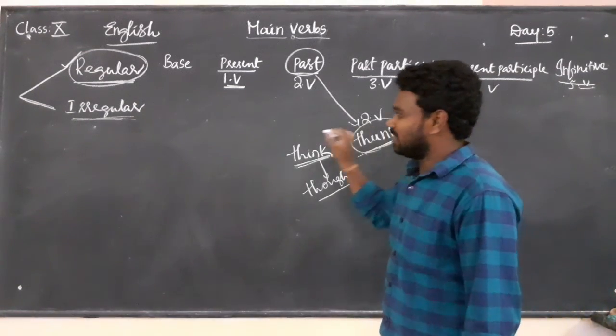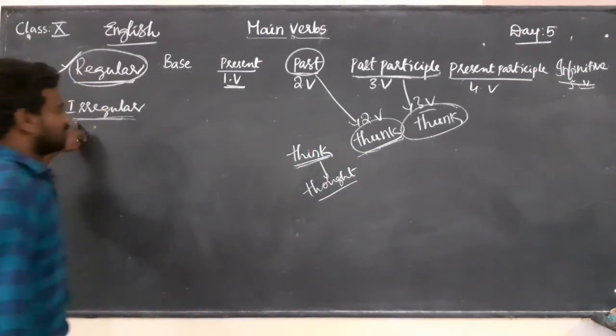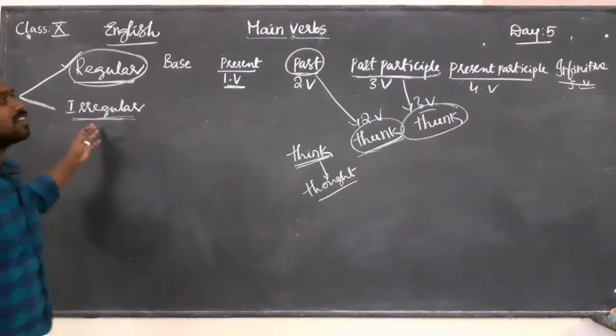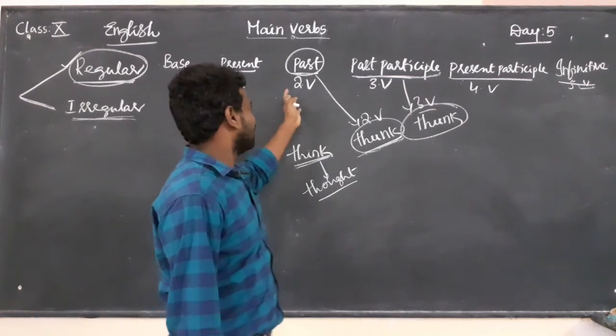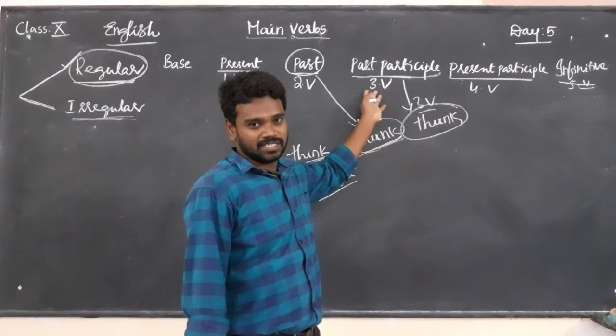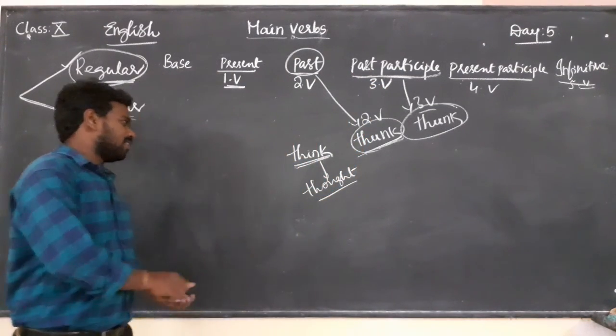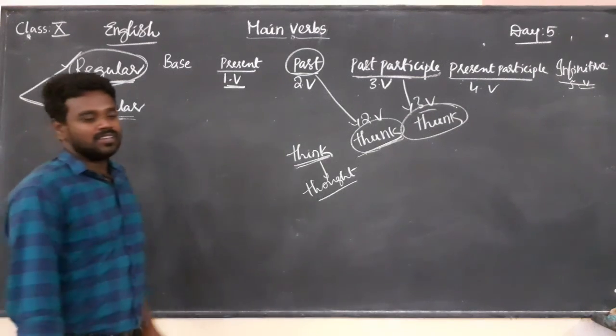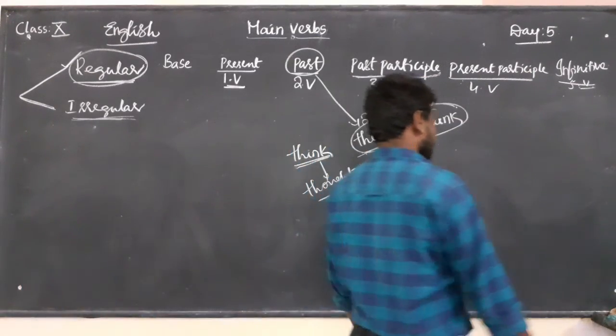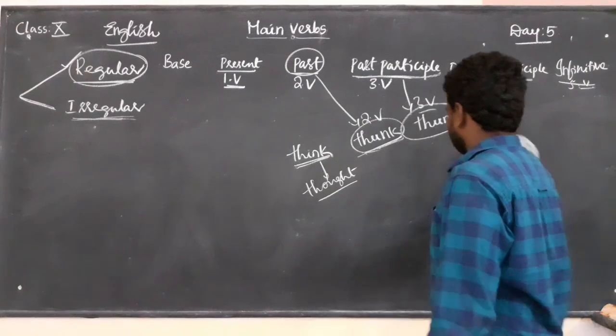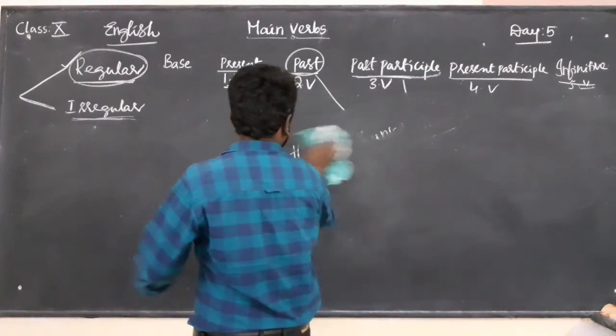No. So when it comes to irregular verbs, there is a lot of confusion when you write the past and past participle forms. First, let me give you two or three verbs. We'll see what the forms are and how they form.